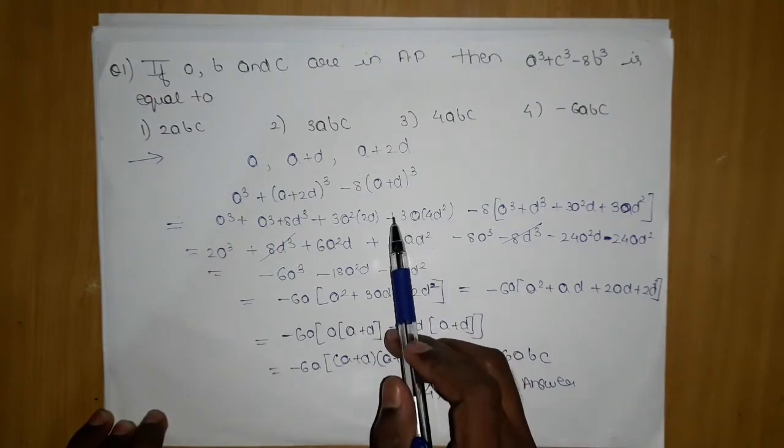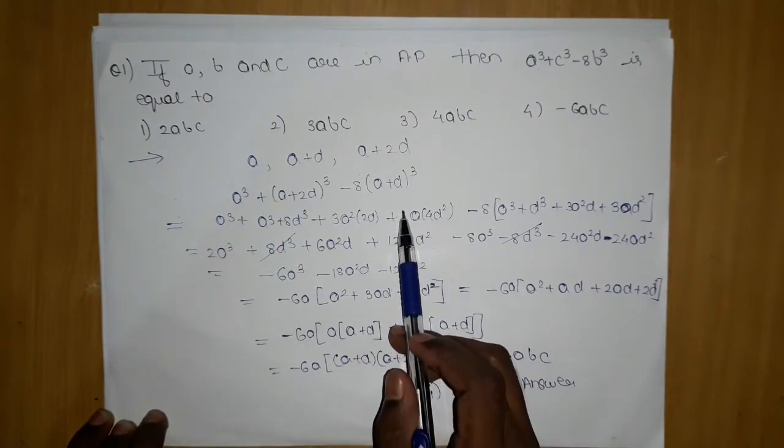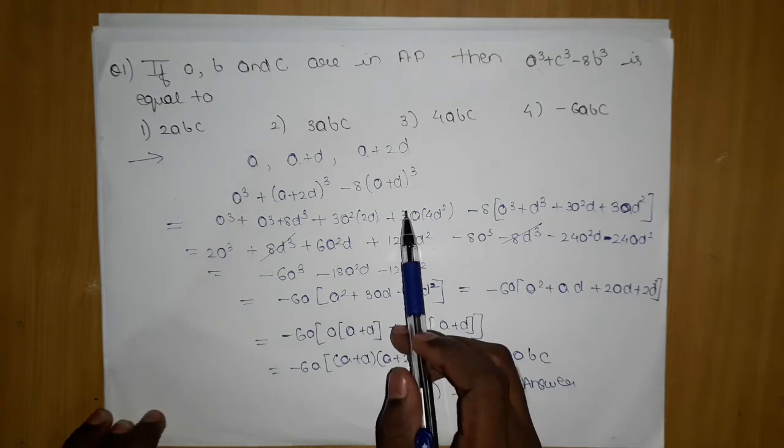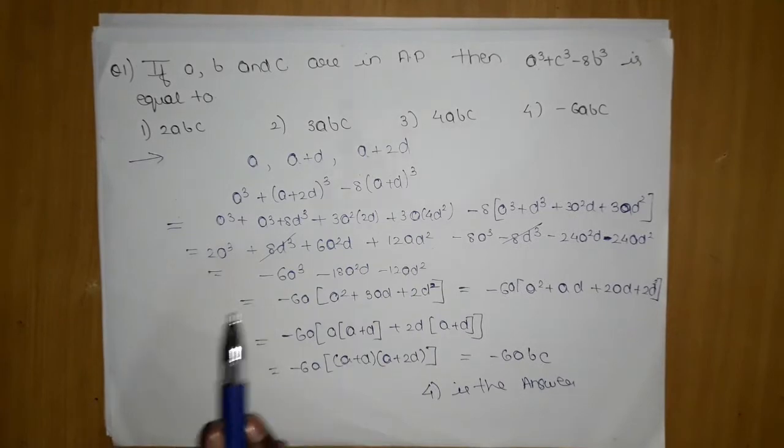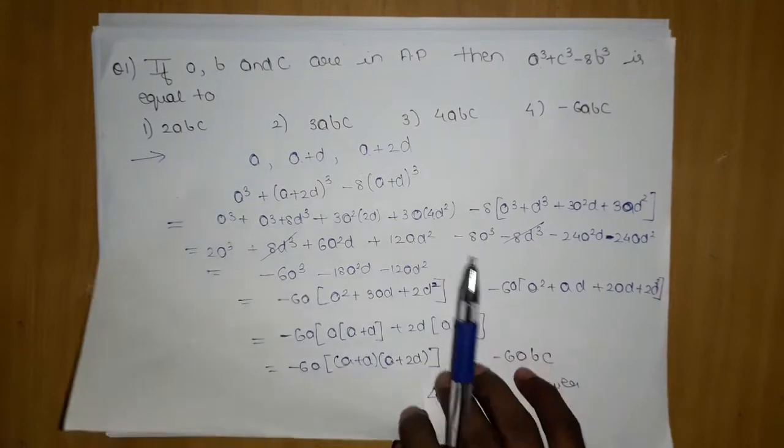You can also do it by using a minus d, a, and a plus d. Fine, no problem, but then you have to tell that c is this, b is this, and a is this. No issue. So this was question number 1. Now let's move on to question number 2.